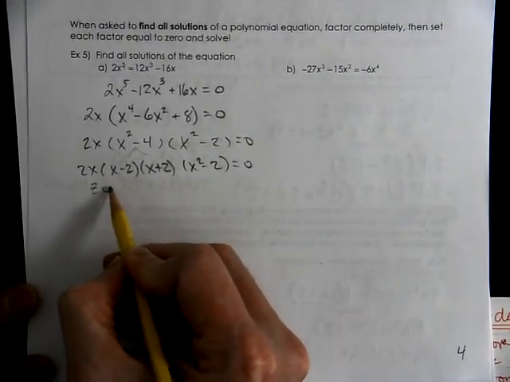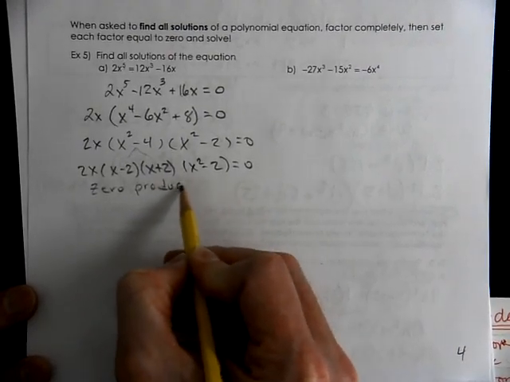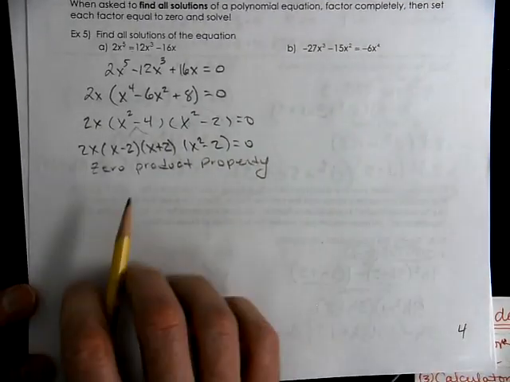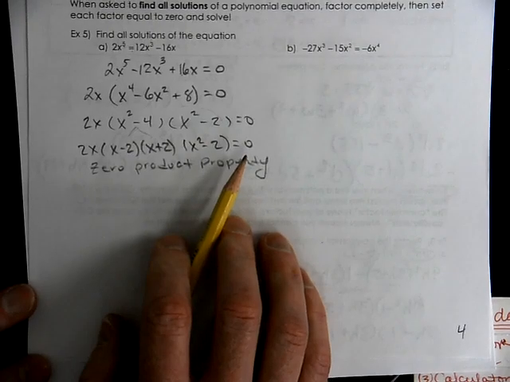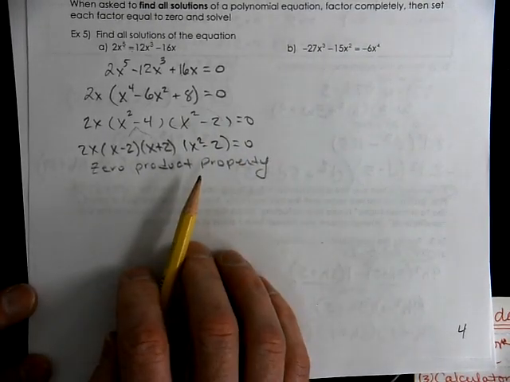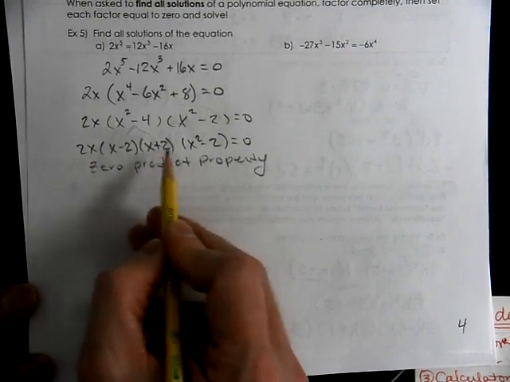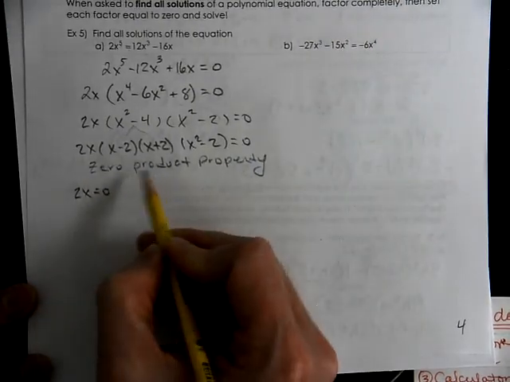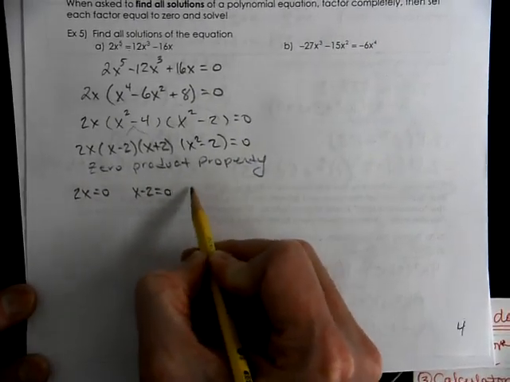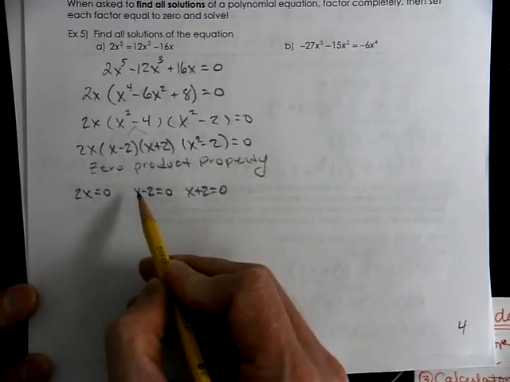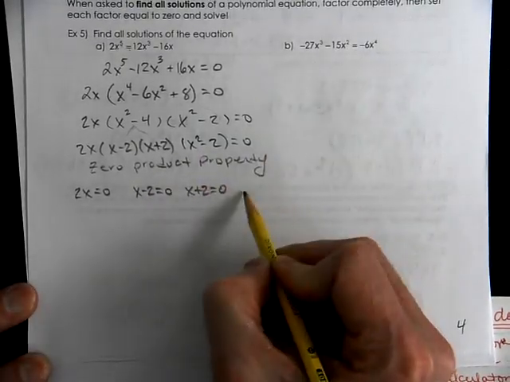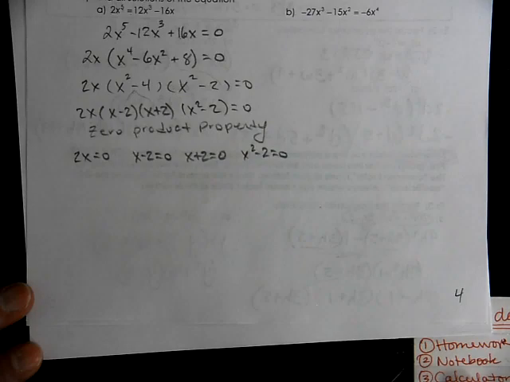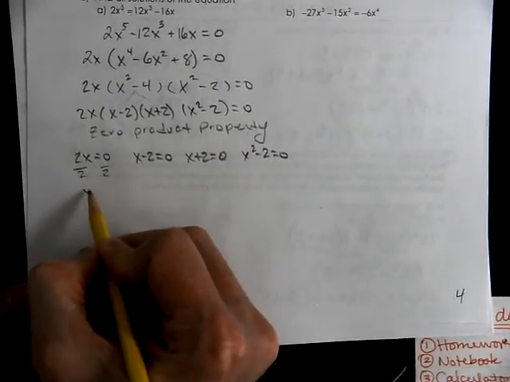Now we're going to use the zero product property. Whenever we have it in factored form equal to 0, we can solve it by the zero product property. That means one of these terms has to be a 0. Either the 2x has to be a 0, or the x minus 2 or the x plus 2, or the x squared minus 2 could be 0. One of those has to be 0. So we just go through and solve like usual.